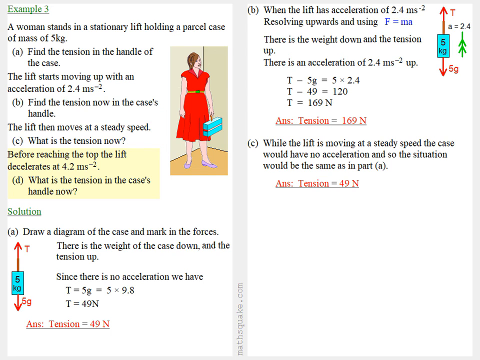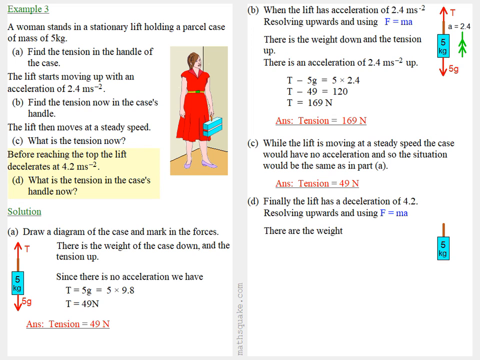Before reaching the top, the lift decelerates at 4.2 meters per second squared. In part D, we're asked, what is the tension in the case's handle now? In the final stage, the lift has a deceleration of 4.2. So we can draw a diagram and then resolve upwards using F equals ma.